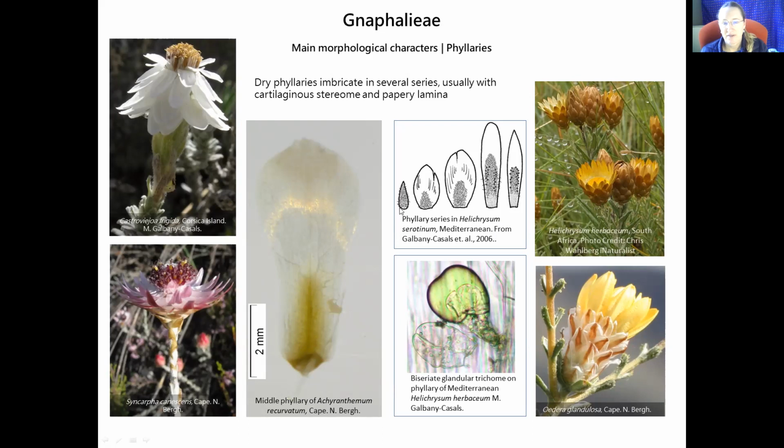And when the phyllaries are arranged in series from outer to inner, you can see that the stereome and the lamina make up different proportions of the phyllary, depending on where it is in the series.